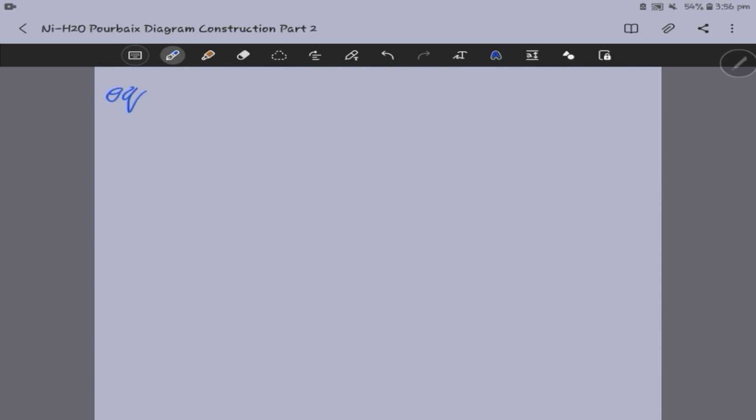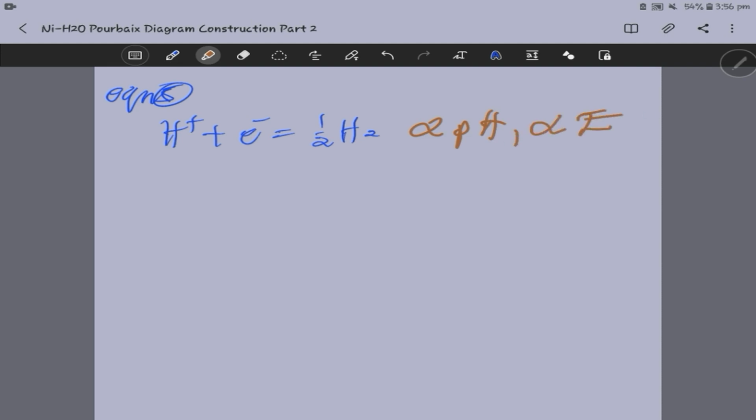So for equation 5, we have H plus plus e minus going to half H2. We know clearly that this one is dependent on pH, and as well dependent on the potential. So we can use a Nernst equation. For the Nernst equation, we have E equals E standard, this is the format that we've been using, so we are going by that.